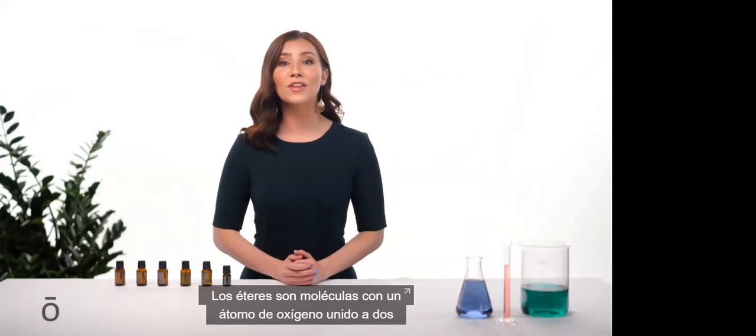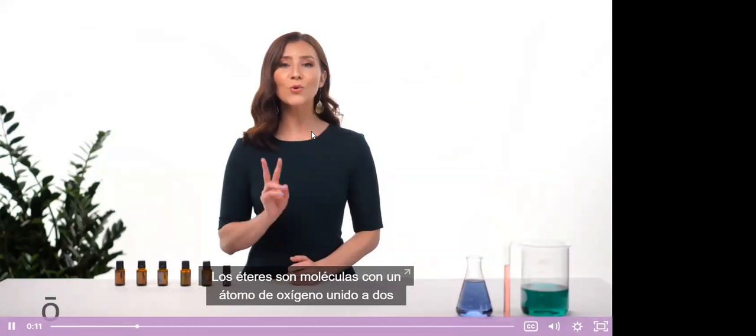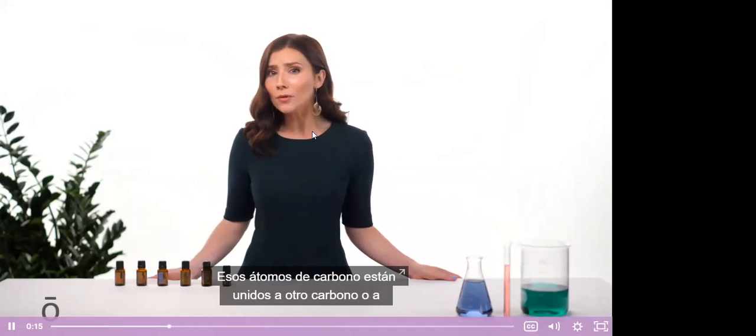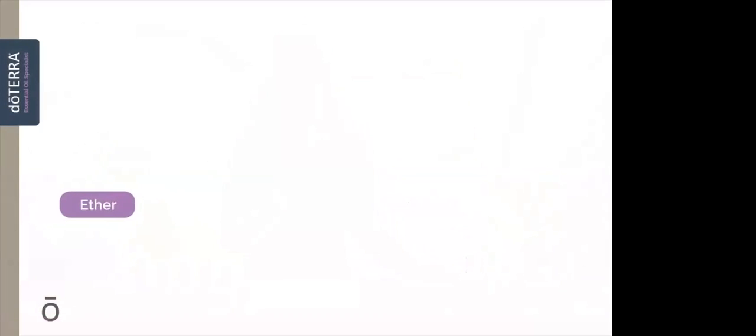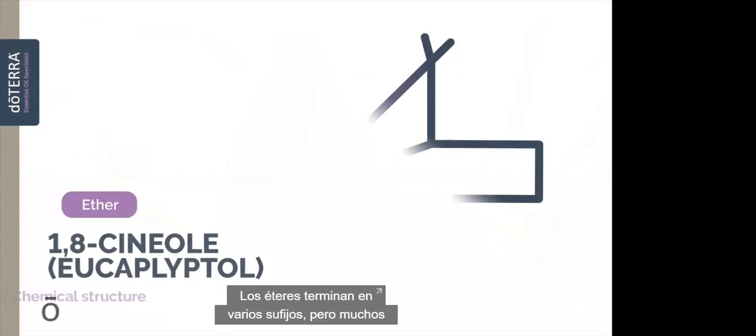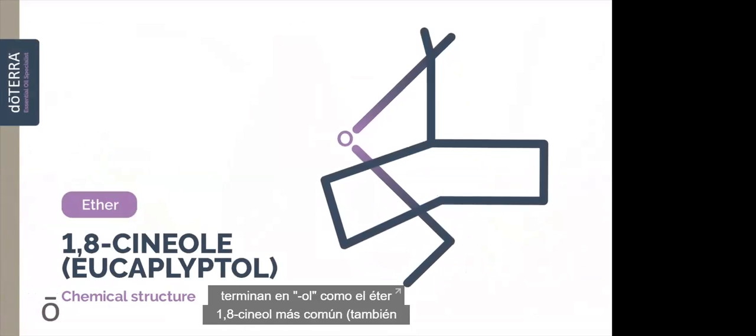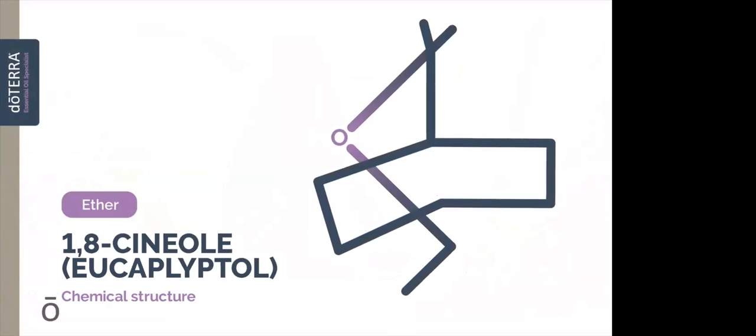Ethers are molecules with an oxygen atom bonded to two carbon atoms. Those carbon atoms are bonded to either another carbon or a hydrogen. Ethers end in various suffixes, but many end in -ol, like the most common, ether 1,8-cineole, also called eucalyptol. Other ethers include anisole, curzerene, and furanoeudesma-1,3-diene.